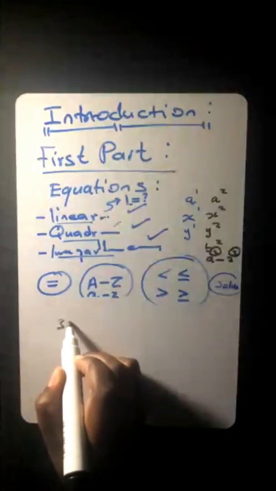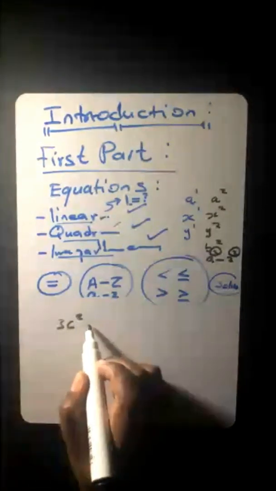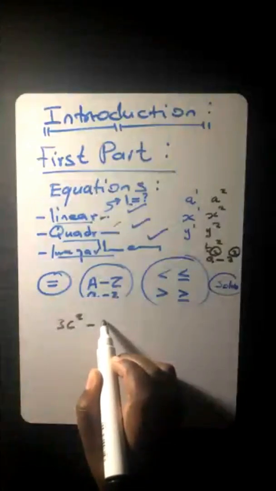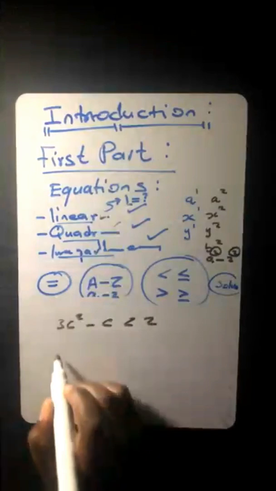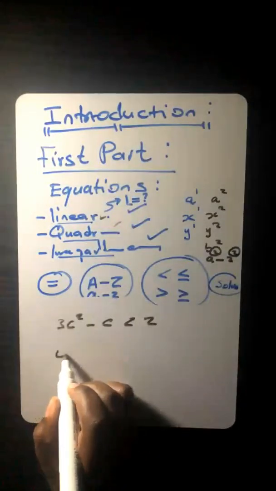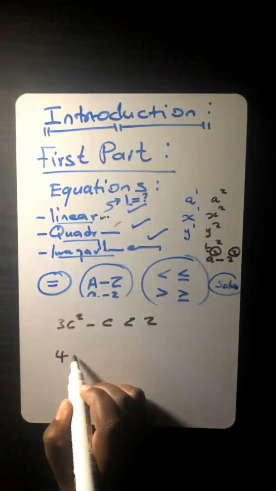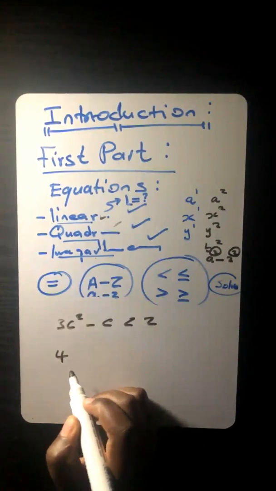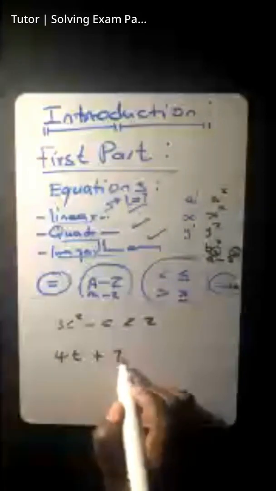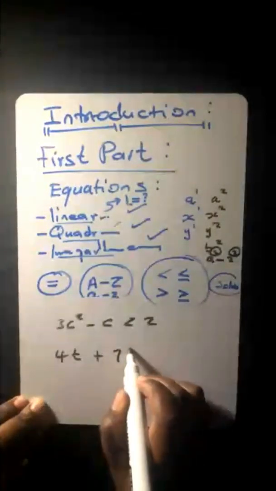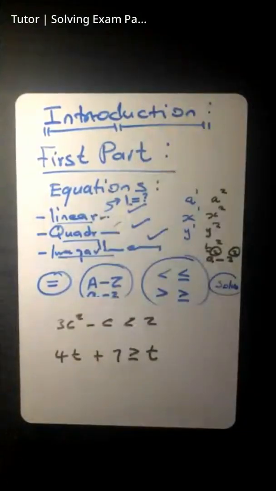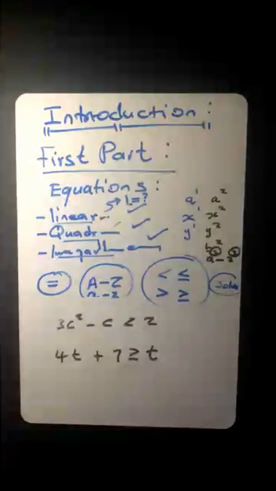You are given 3c squared minus c, this is less than 2. And again, you are given 4t plus 7 is greater than or equal to t. Okay, I'm in an exam, I'm given this type of a problem.